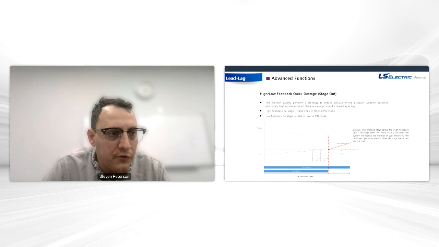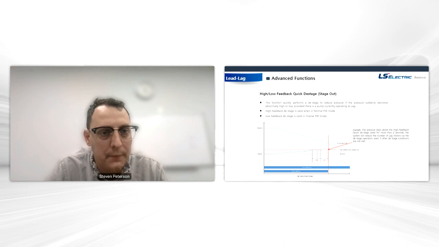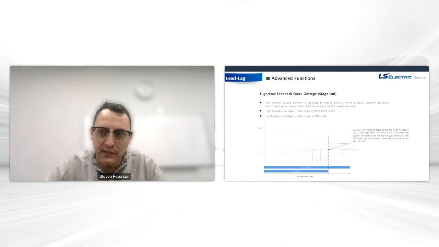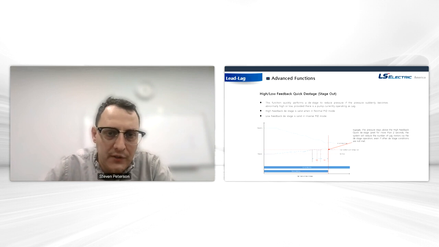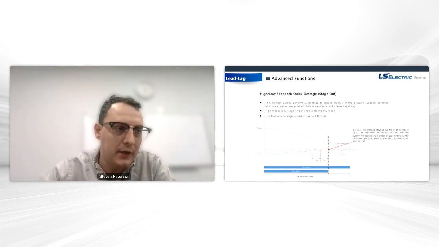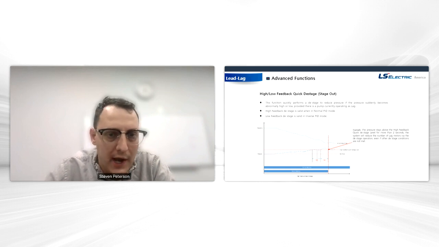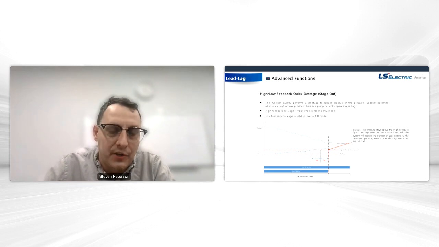So this is a new feature. Some of these features are brand new, just coming out or came out within this past month. We did a little bit of a firmware update. We did add a high and low feedback quick destage. When I say destage, again, it's the same thing as staging out. So this is a function that's going to quickly destage a lag pump to reduce pressure if there's a sudden, abnormally high or low condition, depending on what's going on, that's met.